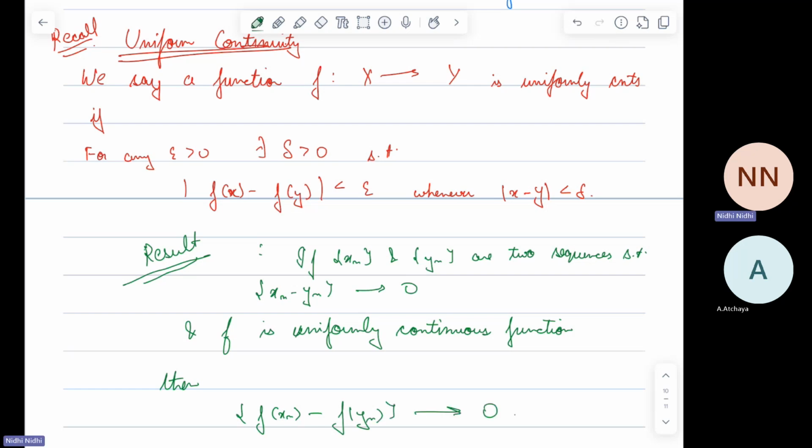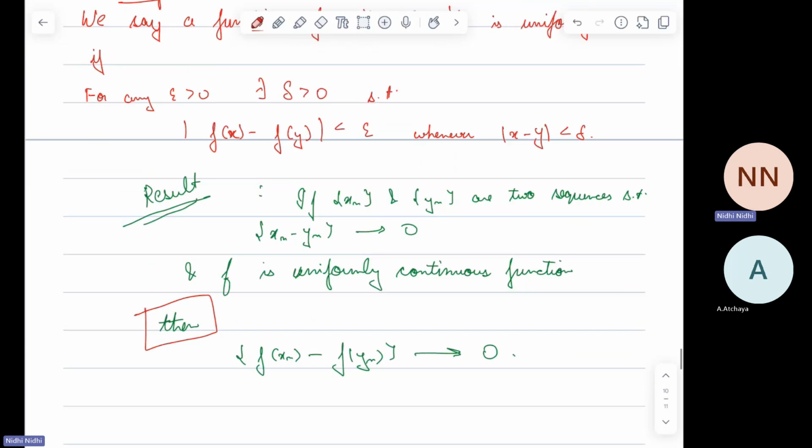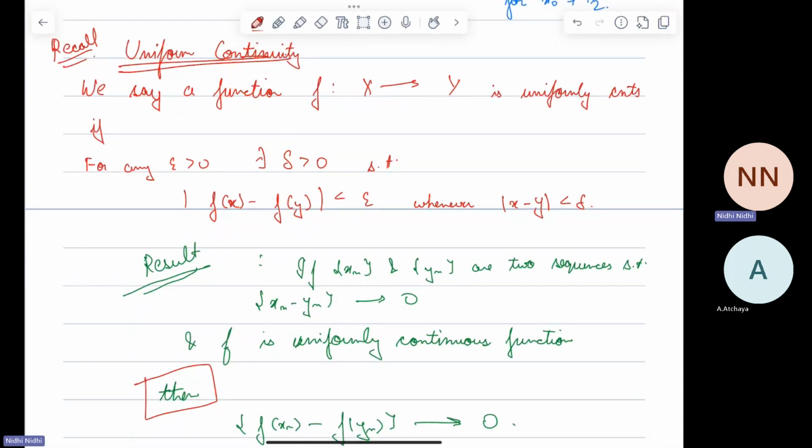I hope you understood why I am saying that this is not an if and only if statement. There might be some sequences xn and yn such that f(xn) minus f(yn) is converging to 0, but that does not imply that the function is uniformly continuous. Only if the function is uniformly continuous, in that case, this should hold. So we'll see how we'll use these results.